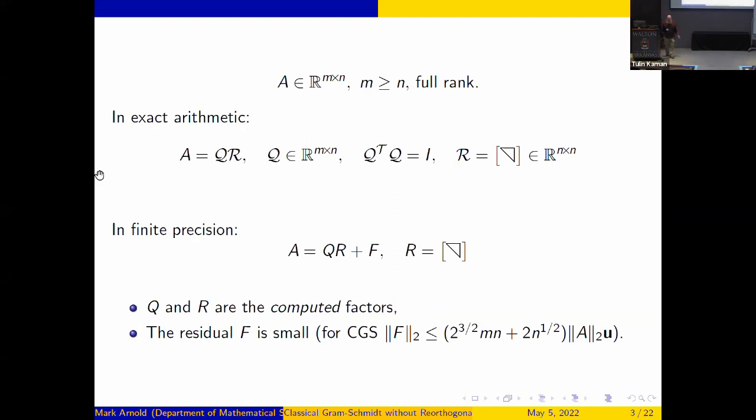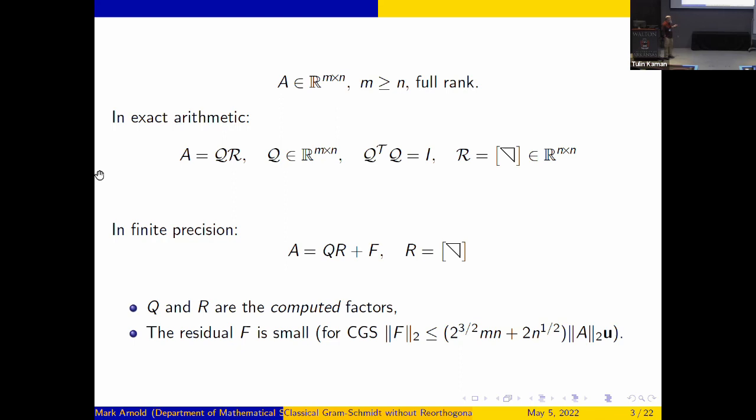Okay, so in exact arithmetic, we get this QR factorization. Q transpose Q is the identity, and R is upper triangular. In finite precision, we still have a truly upper triangular matrix R, but I can't say that Q has orthonormal columns anymore. And I have this kind of residual error that measures the distance between A and Q times R. So I'm not going to use bars over the computed Q and the computed R like it's typically done for this talk. We'll just let Q and R be the computed factors.